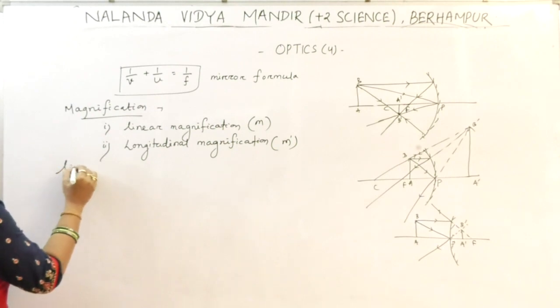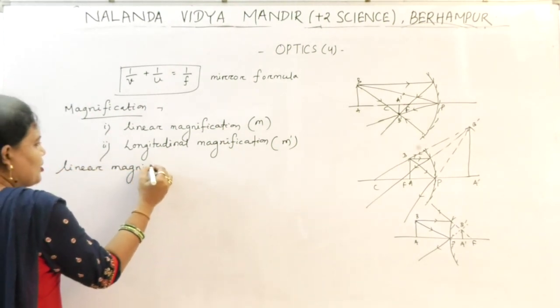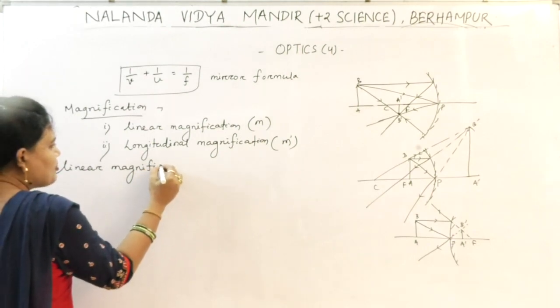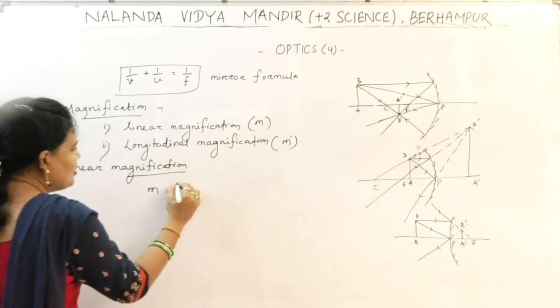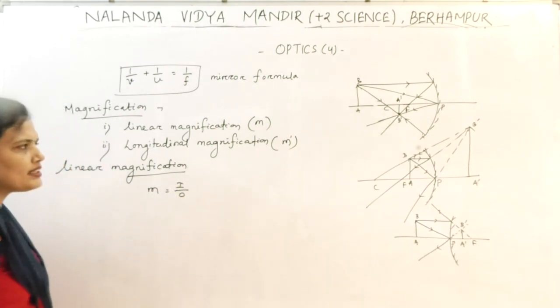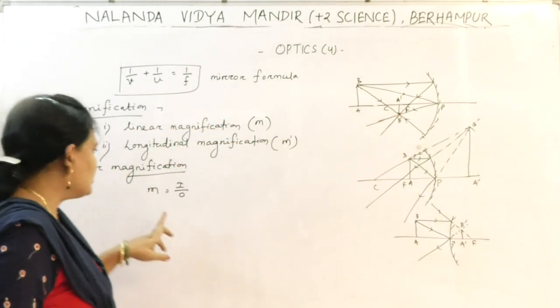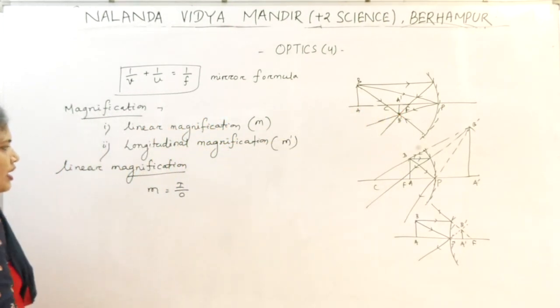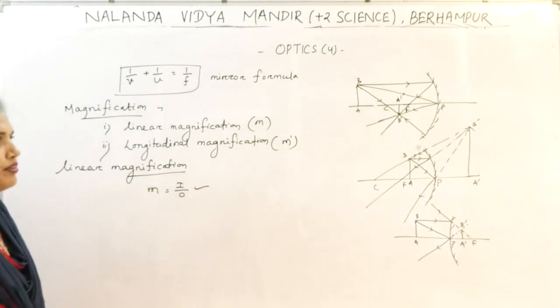So what is linear magnification? The height of the image to the height of the object is linear magnification. M equal to I by O, where I is the height of the image and O is the height of the object. So this is the formula for the linear magnification.